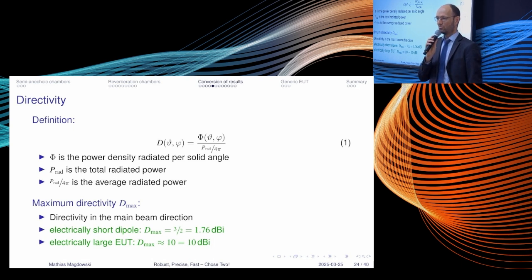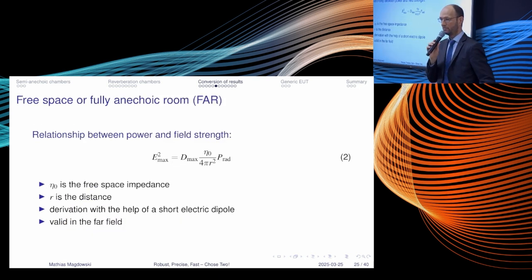Still, we would somehow need to convert the results, and what we need for this is a quantity called directivity, which is the ratio between the maximum radiated power in the main beam direction and the average radiated power. For a short dipole, this is known. This is 3/2 or 1.76 dB. And for electrically large objects, it grows with frequency. If we have this directivity, then it's not such a big problem to convert total radiated power into maximum field strength in a fully anechoic environment.